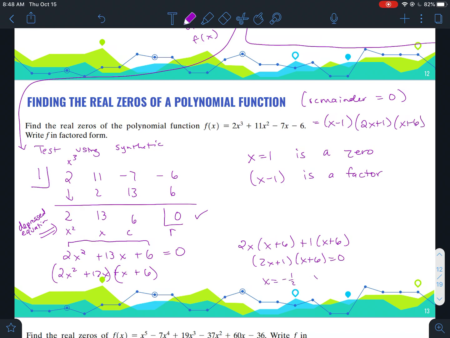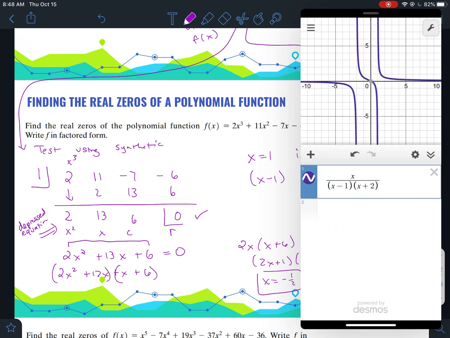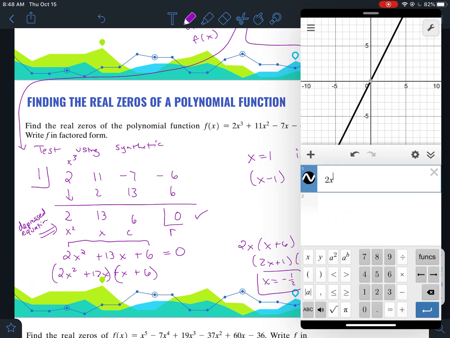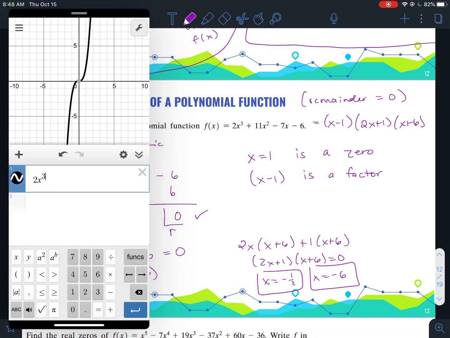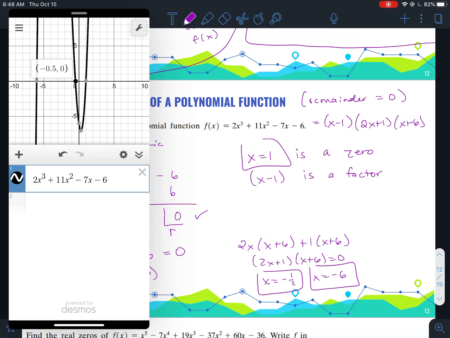So my other zeros are going to be negative 1/2 and negative 6. Again, could we have done that just way faster on Desmos? Absolutely. So if I graph this guy, 2x to the third plus 11x squared, oops, I need an x, minus 7x minus 6, I should have zeros at negative 6, negative 1/2, and at 1. So negative 1/2, 1, and negative 6.